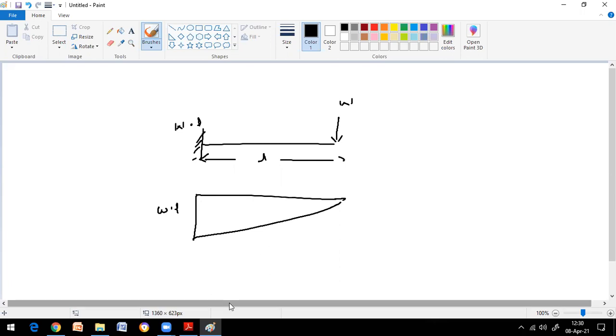Guys, understood? So shall I move on to the next, where the springs are connected in parallel?